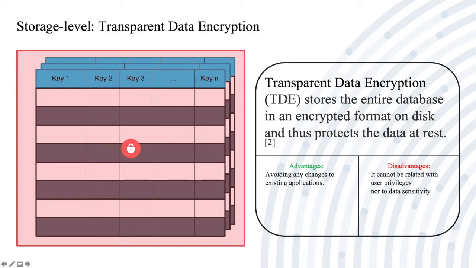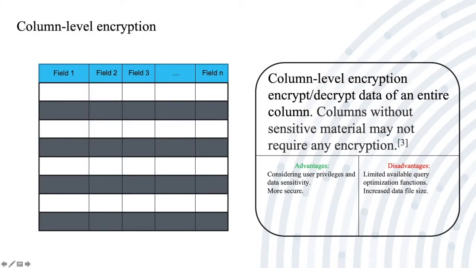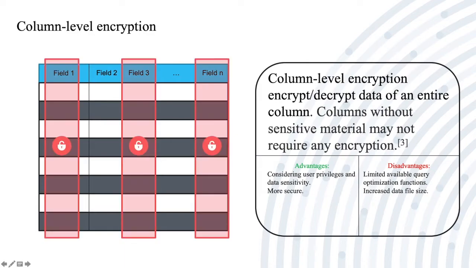This would be solved using column-level encryption. In column-level encryption, the data is encrypted and decrypted in one or more entire columns. For example, some sensitive columns like user's password and user's privacy require encryption. Others may not. This schema not only solves the problem mentioned before, but also makes data more secure as each column can have its own unique encryption key. However, it limits available query optimization functions and increases data file size.